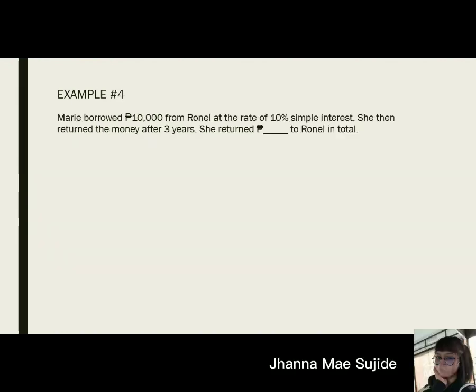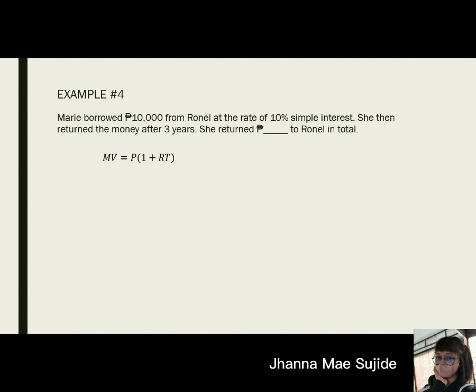Example number 4. Marie borrowed 10,000 pesos from Ronel at the rate of 10% simple interest. She then returned the money after 3 years. Now, the question is, how much money did she return to Ronel in total? If we understand the problem, she must have returned the money, 10,000 pesos, in 3 years with a 10% interest rate. So now we are looking for the overall amount. That is why we use the maturity value formula.